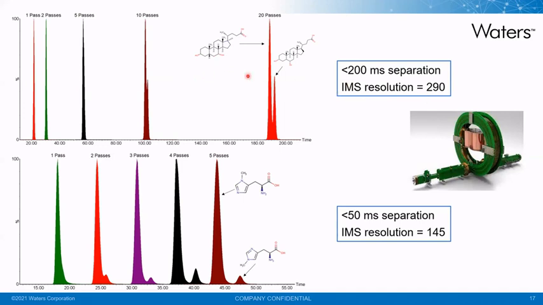So we can now confidently differentiate between these two bile acids, and if they have different biological effects, we can now identify that. Below, in this other mobilogram, we can see the methyl histidines have had baseline resolution after 5 passes, which was achieved in under 50 milliseconds, with an IMS resolution of 145. So this has shown how we can now differentiate between these different isomers quite easily.